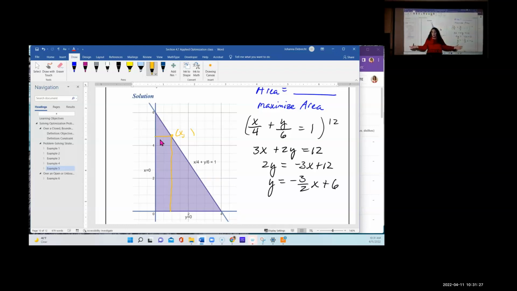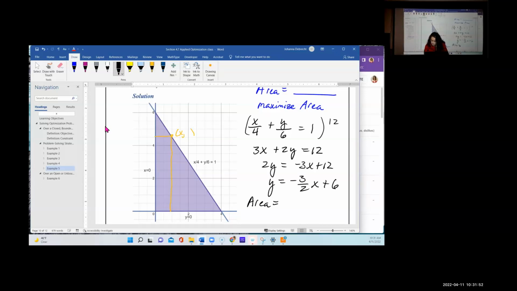I don't know which one's going to have the maximum area. That's what I'm trying to find. I want to find what box has the maximum area but still fits within that triangle. So now the next thing I'm going to do is write an equation that represents the area of that rectangle under the triangle.